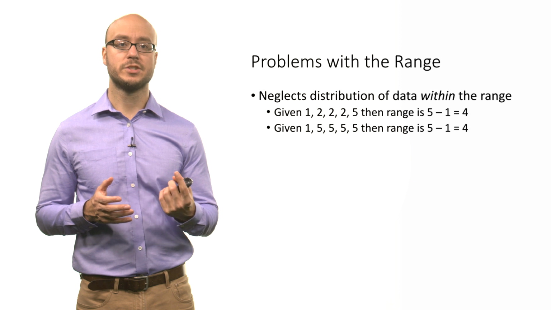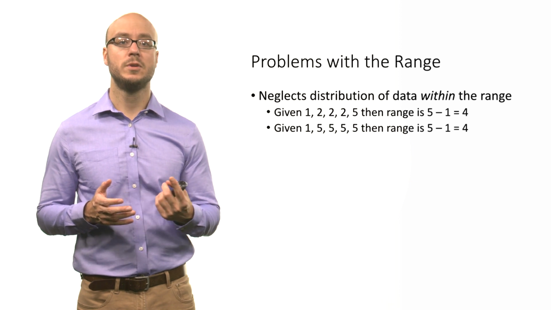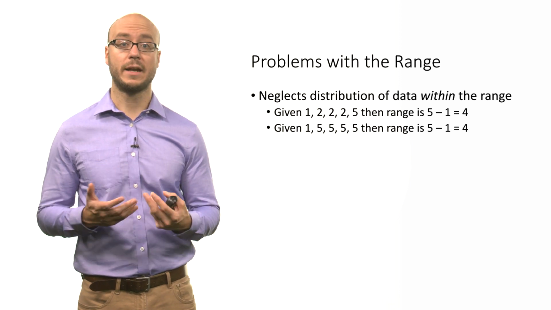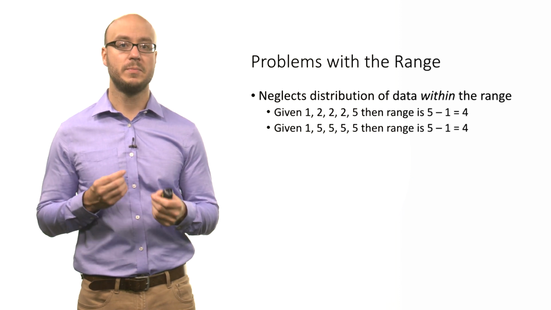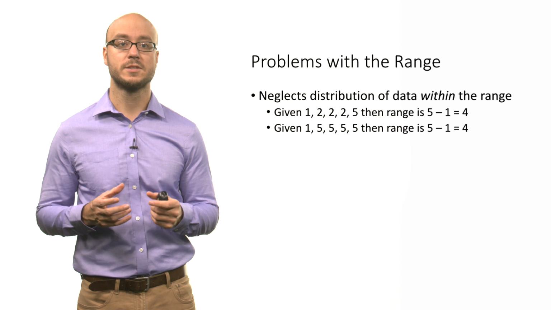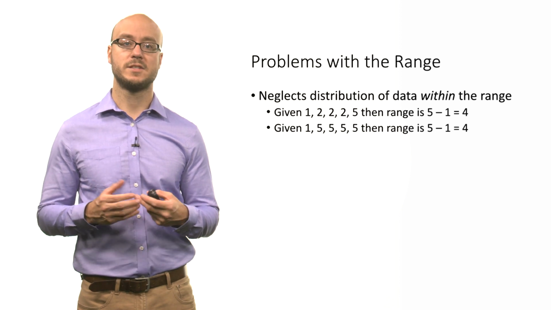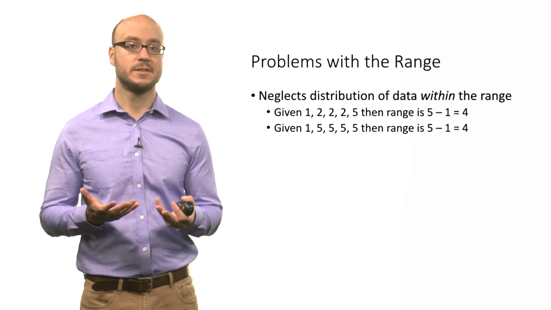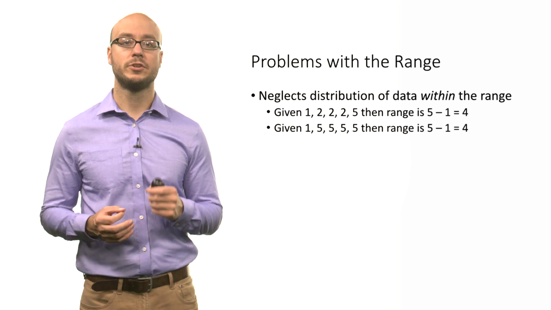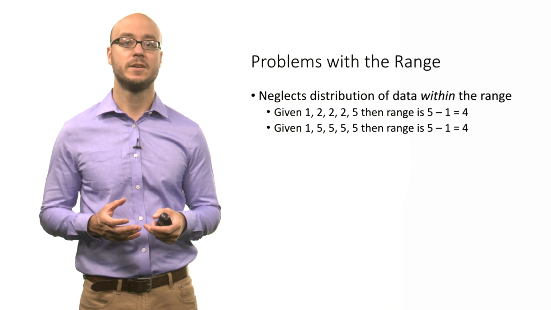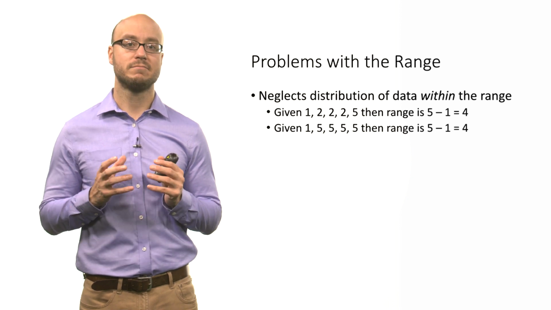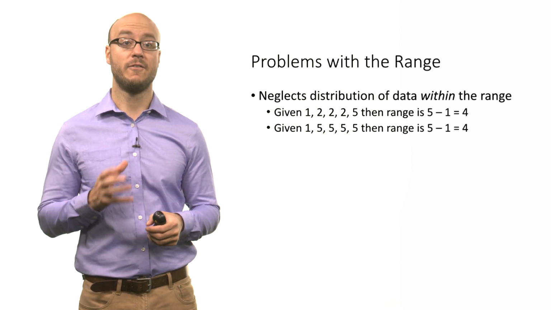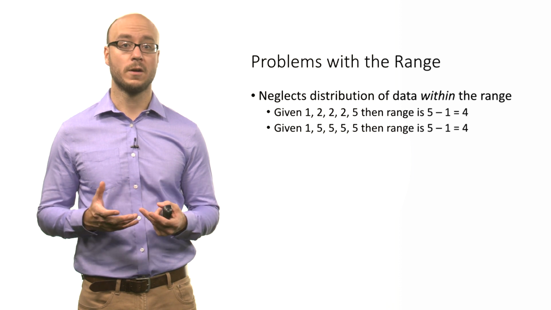But all those observations in between those two endpoints are effectively ignored with the range. And so the range is not going to capture the variability within those two endpoints. So for example, suppose we have a small data set that consists of 1, 2, 2, 2, and 5. The range in that small data set is simply going to be 5 minus 1, which is 4.